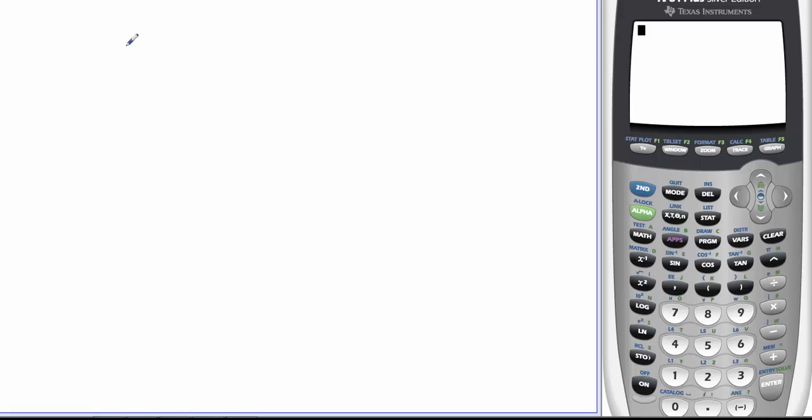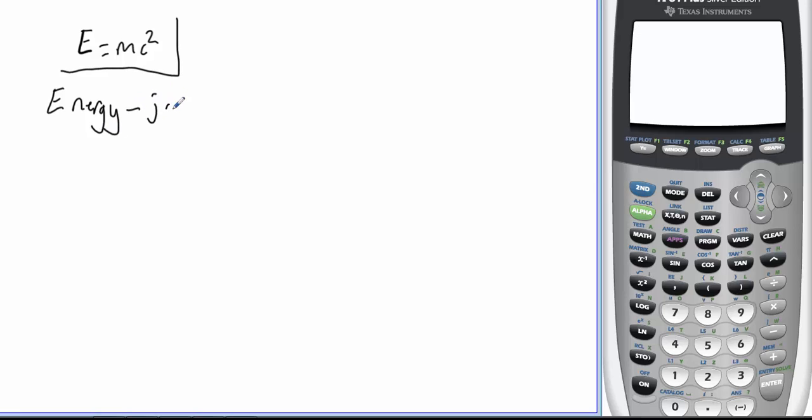In the last lesson, we looked at Einstein's equation, energy equals mass times the speed of light squared. And that tells us that we can take energy and convert it into mass, or take mass and convert it into energy. Before we can really work some example problems on this, we have to be familiar with how we measure these things. Energy, remember, the ability to do work or cause change, is measured in joules.